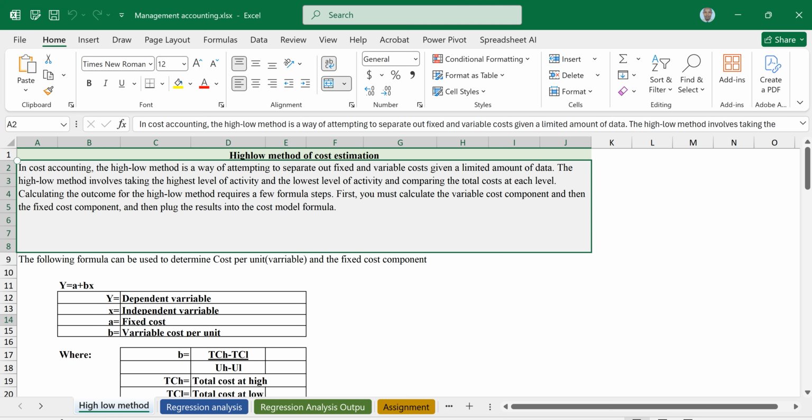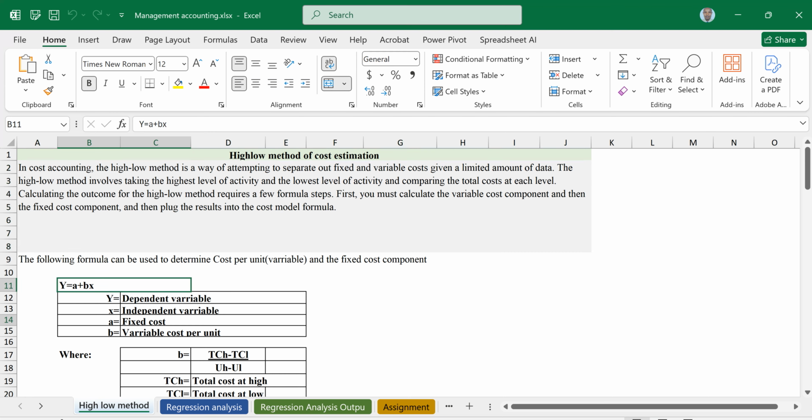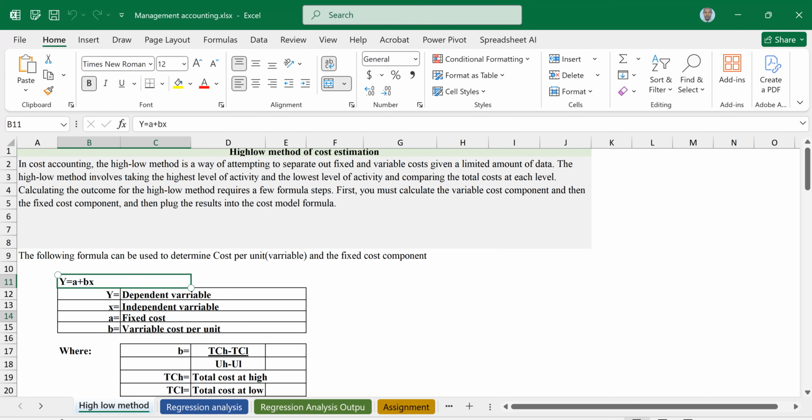Now, when using the high-low method and coming up with an equation y is equal to a plus bx, we'll need to understand a few things first. Y stands for the dependent variable, while x stands for the independent variable. A stands for the fixed cost, while B stands for the variable cost per unit.